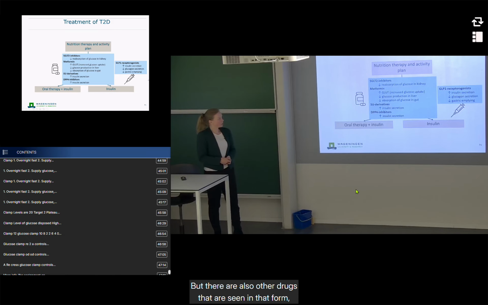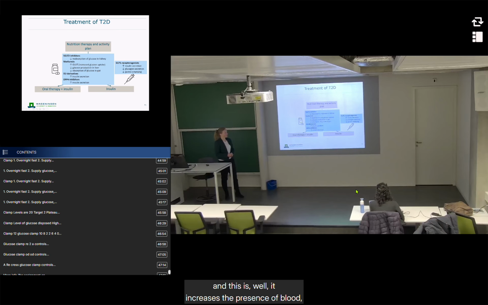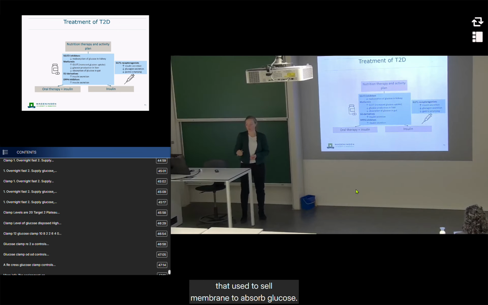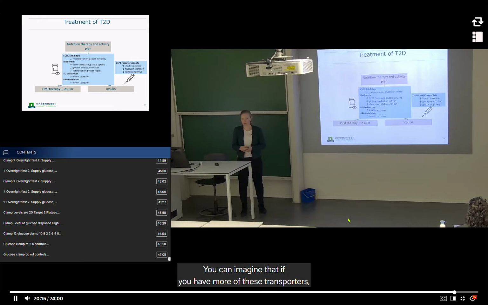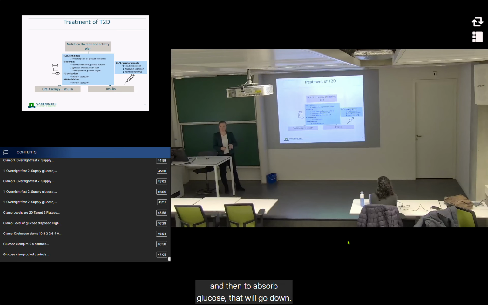But there are also other drugs, such as metformin. It increases the presence of glucose transporters. So you saw in the picture before that this is a transporter that moves through the cell membrane to absorb the glucose. You can imagine that if you have more of these transporters, it's also easier to take up more glucose inside your cells, and your glucose levels go down.